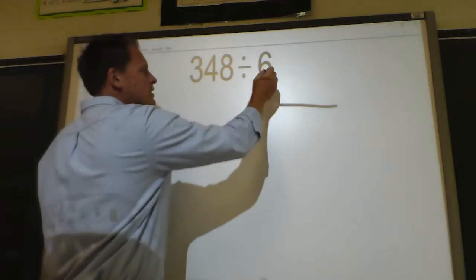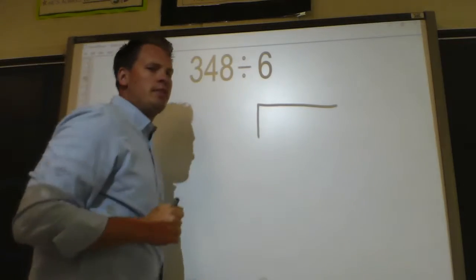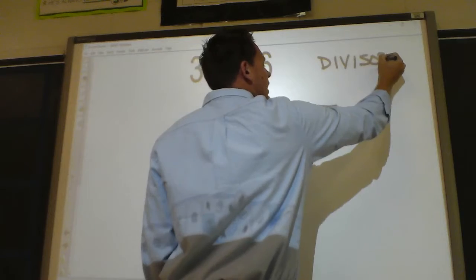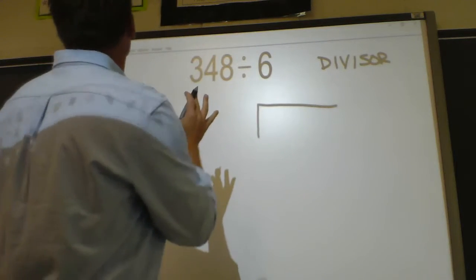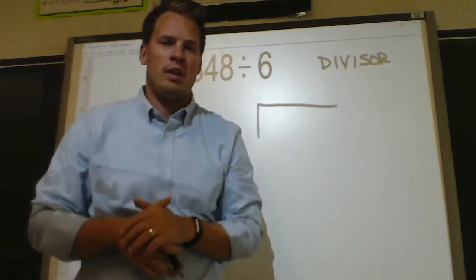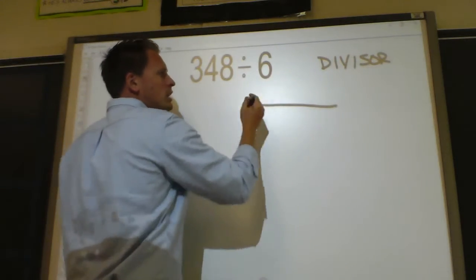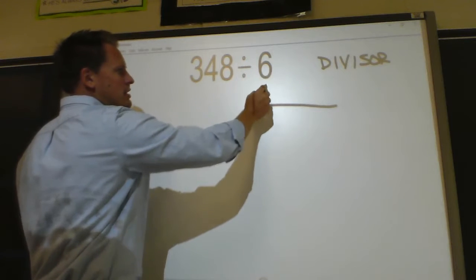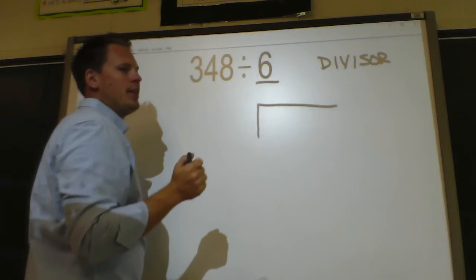The reason that 6 goes on the outside is because 6 is your divisor. Your divisor is always SOAR, and there's a sign in my classroom. You can't see it right now, but I will share that out with you. The divisor is always SOAR, because in the division column, he's always last. Notice he's last, 348. 6 is last. Divisor is always SOAR. He's always on the bottom.